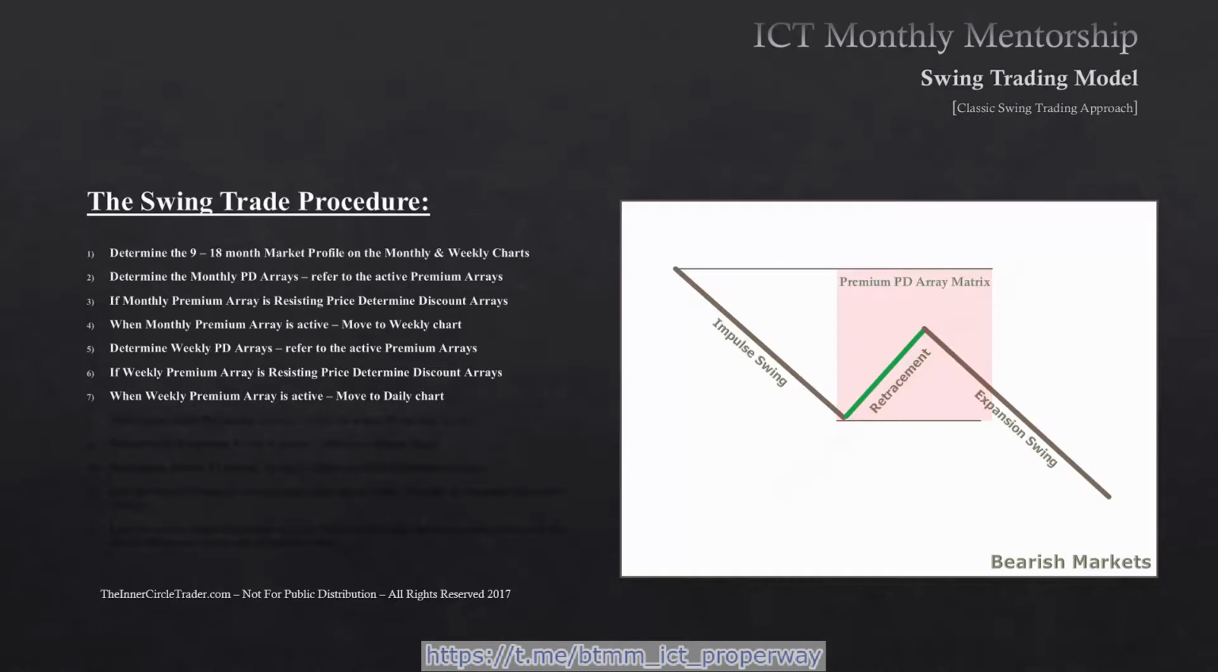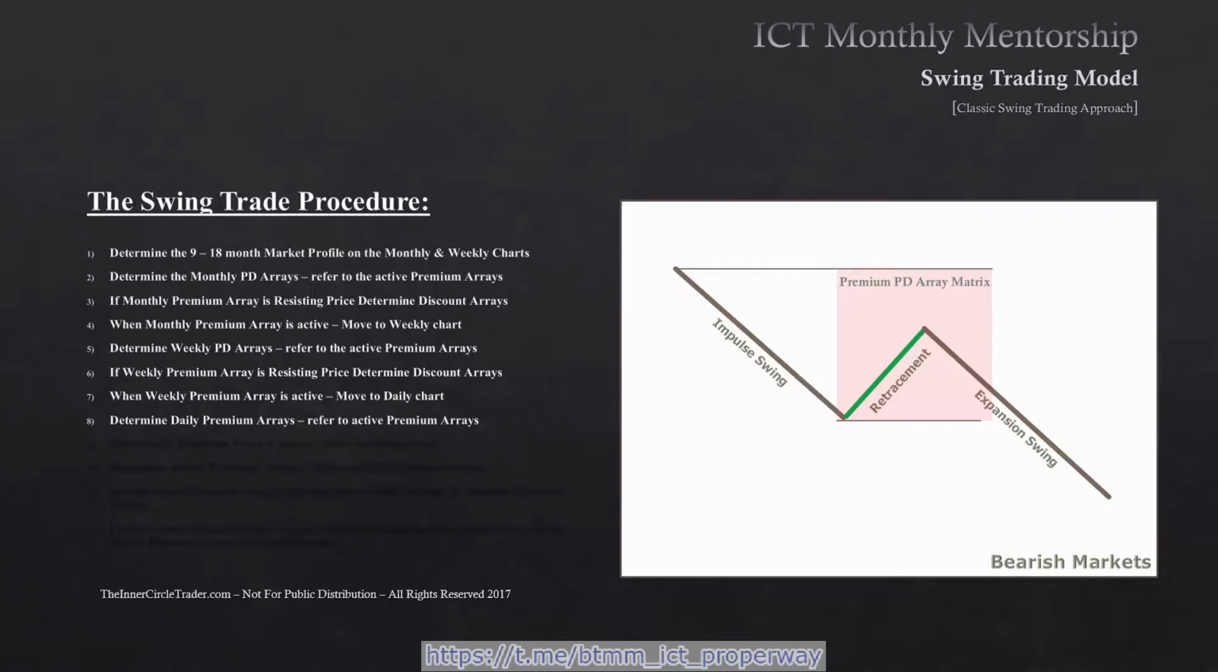When the weekly premium arrays are active, in other words, you defined what they are, if there's bearish order blocks, if there's bearish breakers, old highs, where they're at, where the rejection block would be, any fair value gaps above you, that is transposed to the daily chart. Then you're going to determine the daily premium arrays, and you're going to refer to the most active premium arrays on the daily.